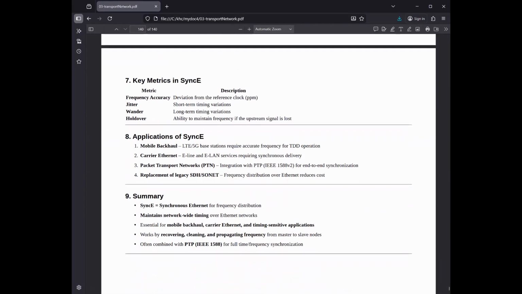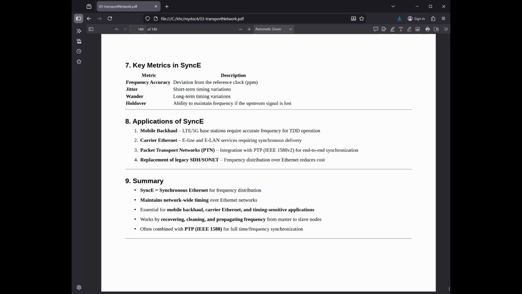Key metrics in SyncE. In synchronous Ethernet, SyncE, performance is measured by how well a device can replicate the master clock's heartbeat across the network. These metrics are strictly defined by ITU-T G.8262 to ensure that packet networks remain as stable as legacy telecom systems.